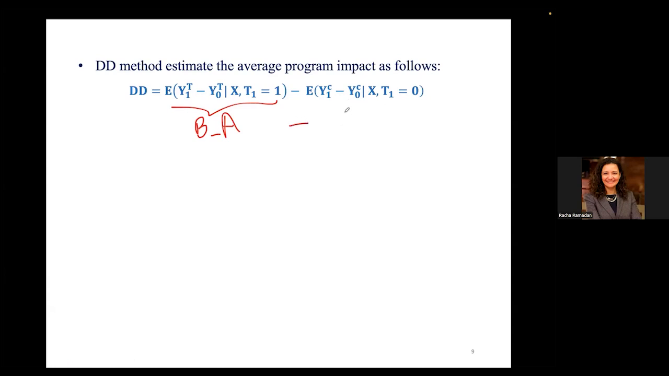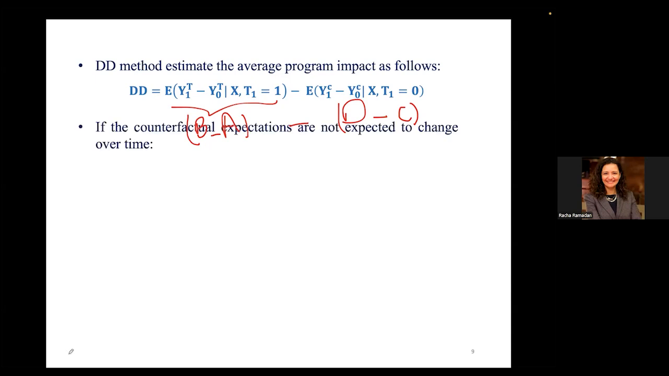minus the second part, which is the income of the individuals who are in the control group after the implementation of the program, minus the income of this group before the implementation of the program. So the expected income of group T, the treated ones, at period 1 minus their income at period 0, given their observed characteristics X, minus the difference in the expected income of the control group in period 1 after the implementation of the program, minus the income in period 0, given that they are not treated and given their observable characteristics.